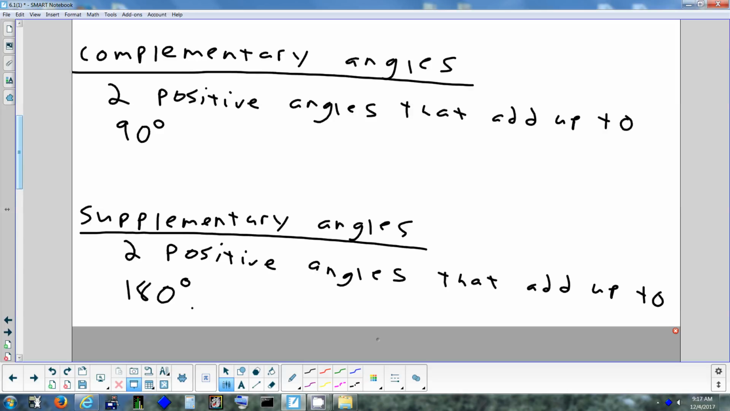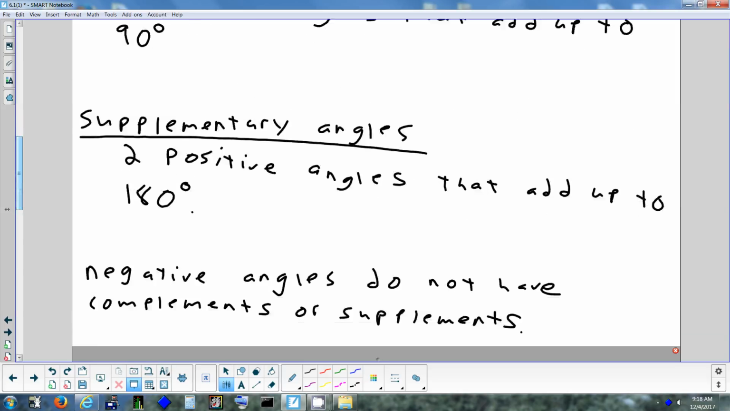So there's really two cases for supplementary. They're either both right angles, or one obtuse, one acute. Caleb, is that what you were going to say? Yeah. But they definitely can't both be acute. So the point here of saying positive is that negative angles don't have complements or supplements. Okay, so now we'll just look at some examples and practice finding what the complement is, which means what do you add to get 90, and what the supplement is.